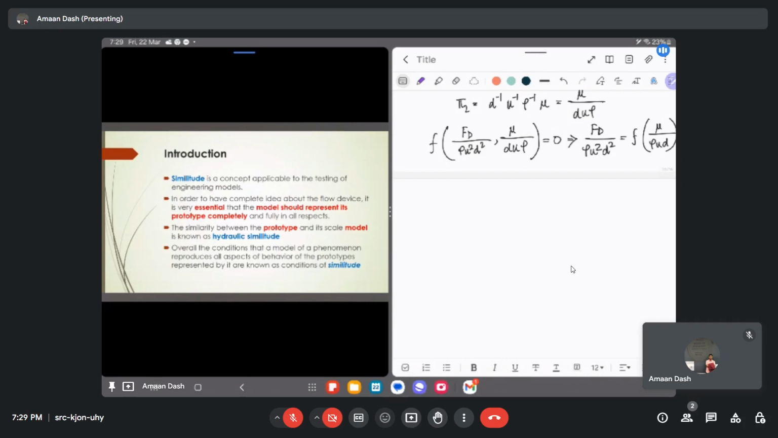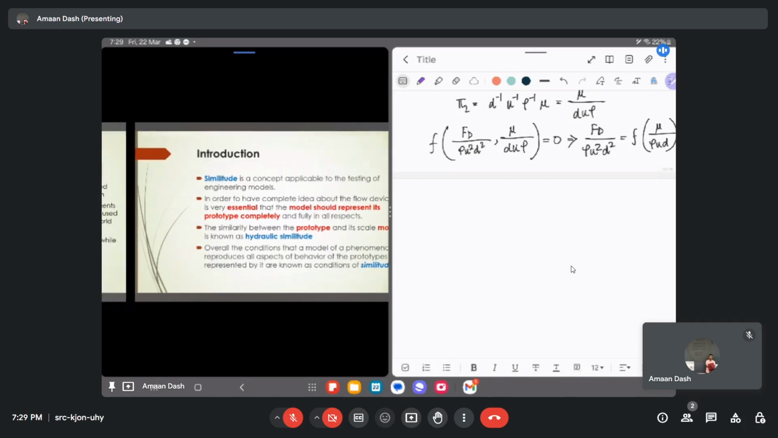In order to have a complete idea about the flow device, it is very essential that the model should represent its prototype completely and fully in all aspects. Therefore, the similarity between the prototype and its scale model is known as the hydraulic similitude. Overall, the condition that a model of a phenomenon reproduces all aspects of behavior of the prototype represented by it is known as the condition of similitude.